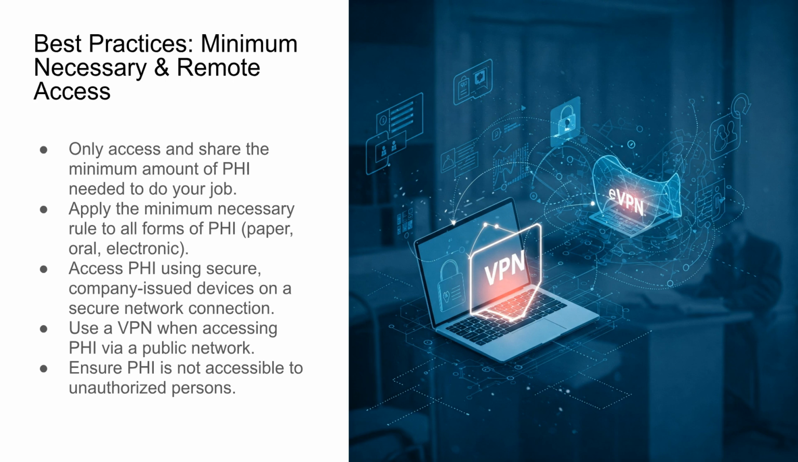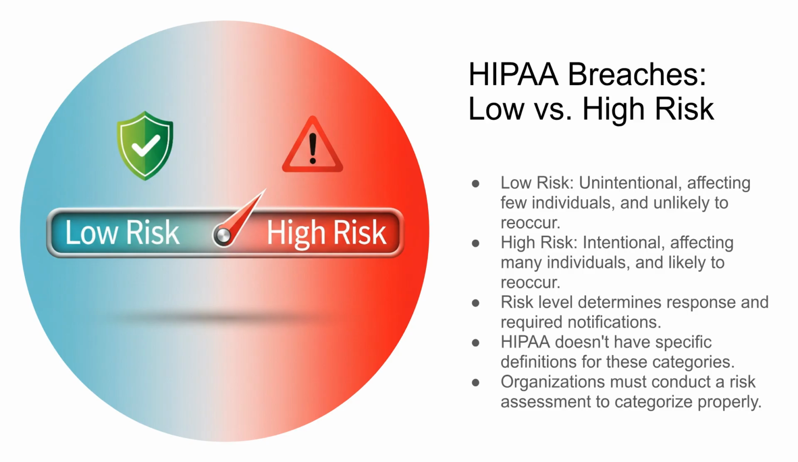Best practices: minimum necessary and remote access. Only access and share the minimum amount of PHI needed to do your job. Apply the minimum necessary rule to all forms of PHI: paper, oral, electronic. Access PHI using secure, company-issued devices on a secure network connection. Use a VPN when accessing PHI via a public network. Ensure PHI is not accessible to unauthorized persons.